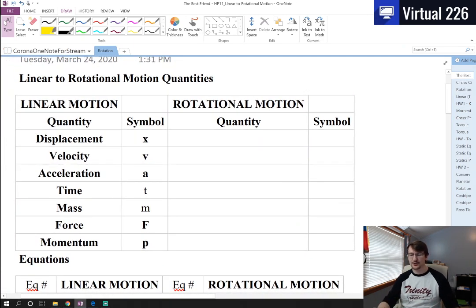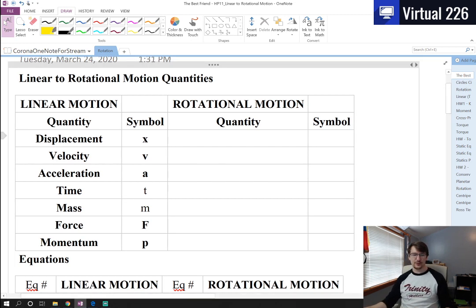Now, in doing this, we actually need to define some new terms in the world of physics. Previously in the year, whenever we went through things for linear motion, we had quantities like displacement, which is how far from a start and finish point you are. We have a velocity, which is how fast you're moving in a direction. An acceleration, how quickly you're changing your velocity. Time, mass, force, and momentum. These were all things we had earlier in the year. When we're looking at rotational motion, we're going to have slightly different words to describe some of these things.